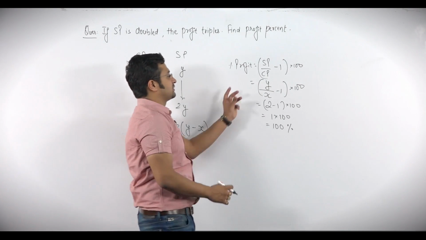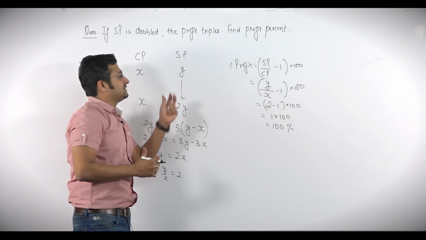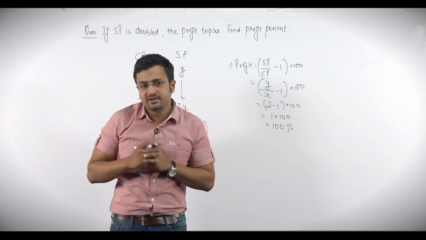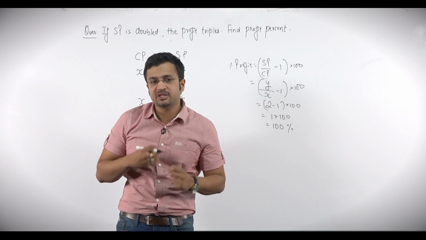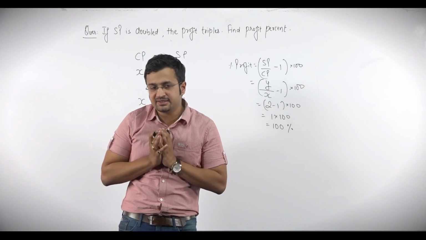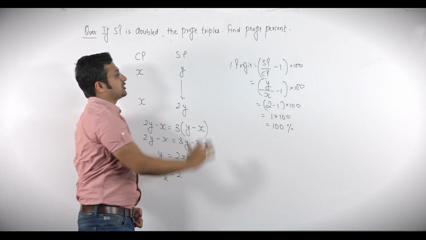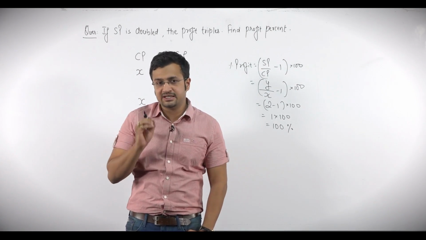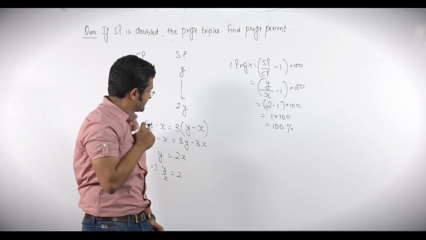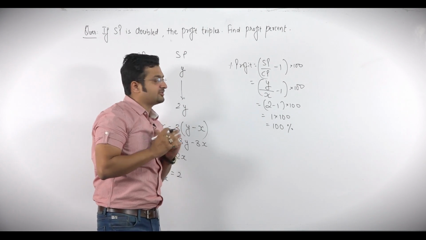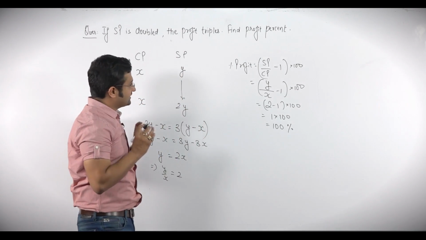You can avoid this calculation if you are good in percentage. You know, when something gets doubled, the percentage increases 100%. When something gets tripled, the percentage increases 200%. Something becomes 4 times, the percentage increases 300%. So you can say if the selling price is double of cost price, the percentage increase or profit percent is equal to 100%. Okay, so the question was very easy, small question, short question, but logical.